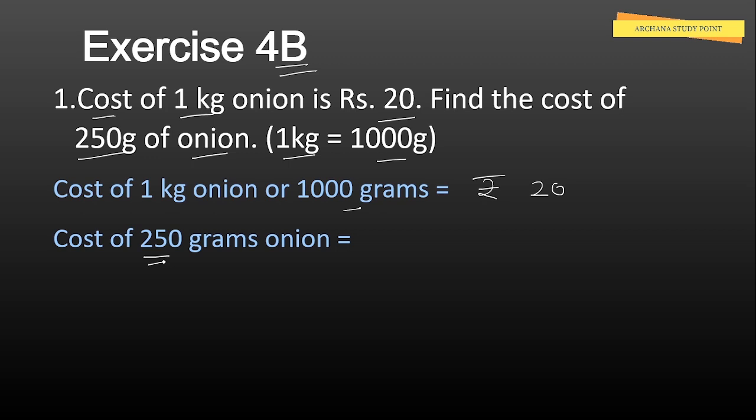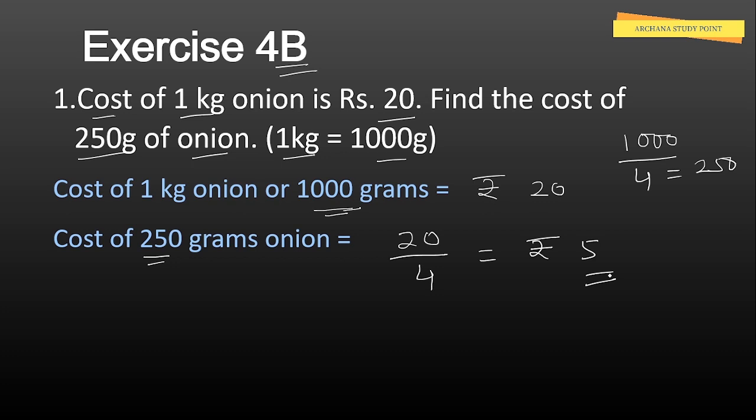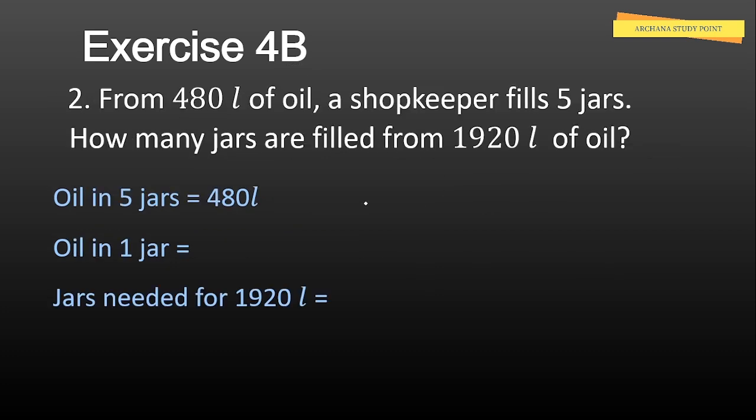How do we get 250 grams? When we divide 1000 by 4, we get 250. So for this, 1000 divided by 4 will give us 250. Similarly, we will divide 20 by 4. We will get the answer as rupees 5. Moving on to the next question.